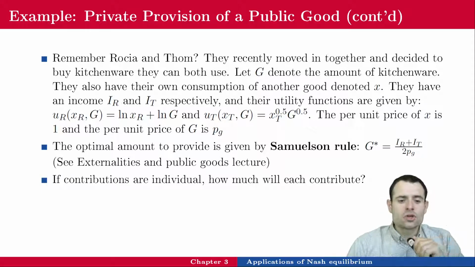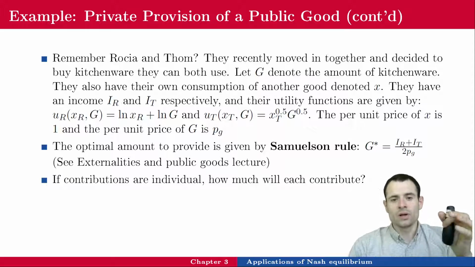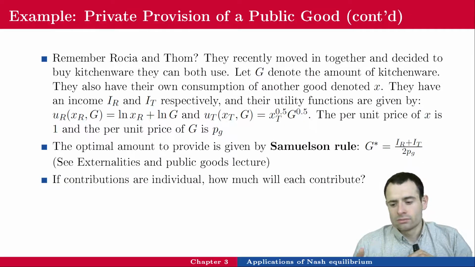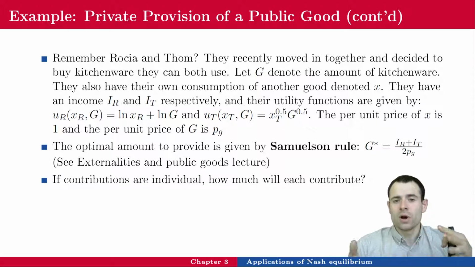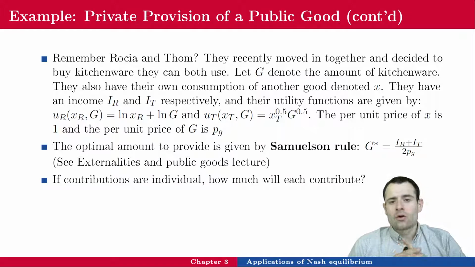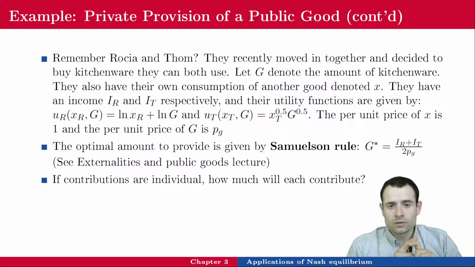What happens if contributions are individual? Imagine that the rule is, here is a pot or a box. By tonight, we are going to put some cash into the box, and then we're going to use all the cash in the box to purchase the kitchenware. Something like that. So, they are going to take into account the fact that the other is going to contribute, and they're going to have to decide what themselves to contribute.